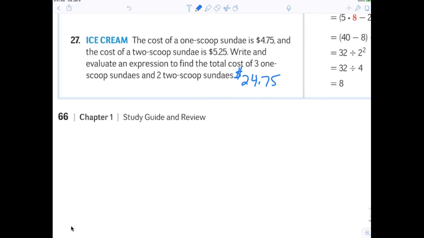Yeah. If you bought 3 of these, it would just be 3 times 4.75 plus 2 times 5.25. Do you agree with that now?